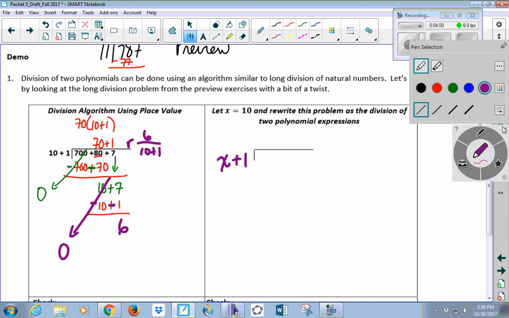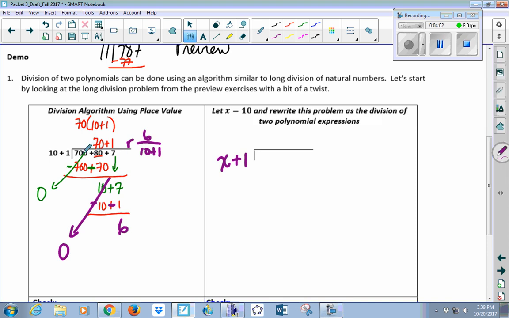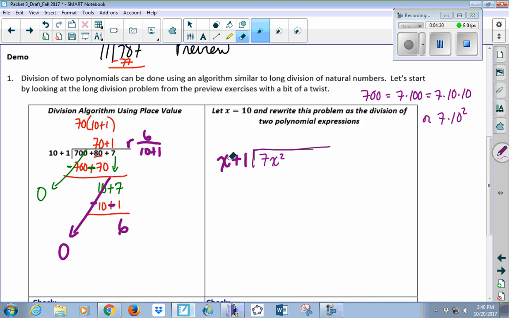And everywhere we see a 10, well, I don't see any more 10s, you might say, but remember, we can write 700 as 7 times 100, which is 7 times 10 times 10, or 7 times 10 squared. So if I replace the 10 with an x, that means inside here I have 7x squared. I'm just going to make this a little less thick, the x plus 1 on the outside. So we have x plus 1 out here. We have 7x squared on the inside.